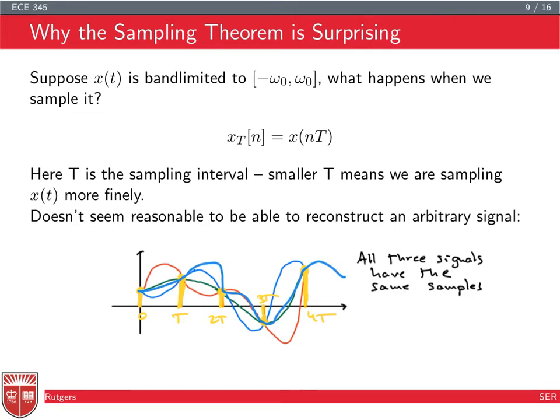So the question is, how can I exactly recover the continuous signal just from the samples? Of course, the sampling theorem says you cannot always do it, but if you sample fast enough, meaning if your sampling frequency omega sampling, which is 2 pi over t, where t is the period of sampling, so you're sampling every t seconds, is more than twice omega 0, the maximum frequency, then you can recover the original signal. And again, this is what I want to show you. But the goal here is to tell you why this is a surprising fact.